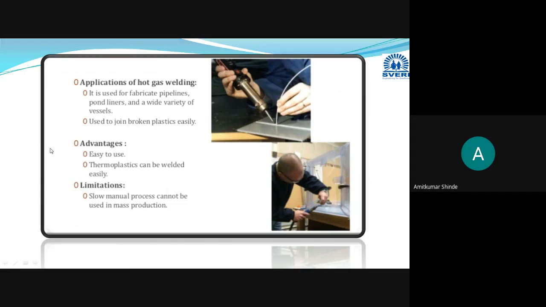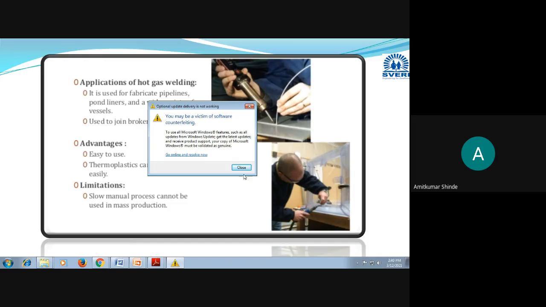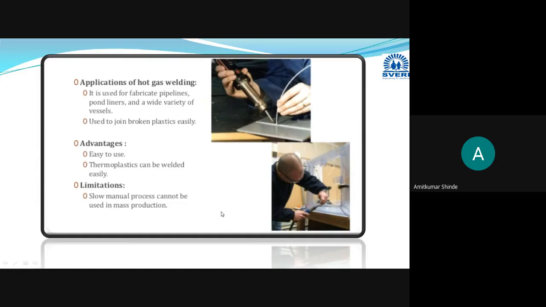And what are the advantages and limitations of this process? It is a very easy process and it can be used for thermoplastic materials. And what is the disadvantage? It is very difficult to automate this process. Bringing any kind of automation into this process is very difficult, and due to the manual operation some difficulties may occur. How these difficulties occur, or which kinds of defects get created, I will discuss. I have collected some parameters affecting this process, and I will explain them.